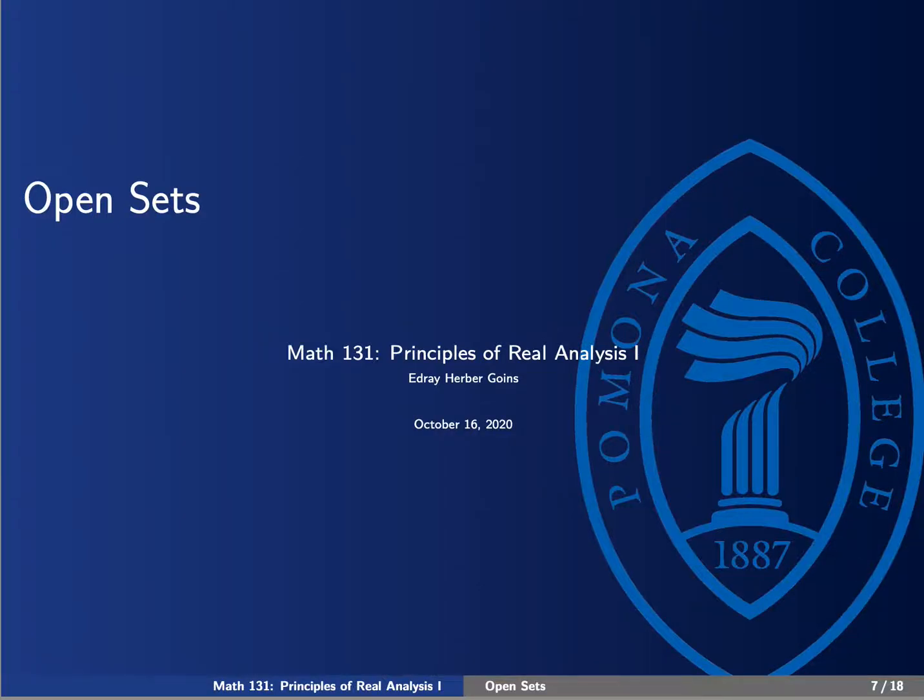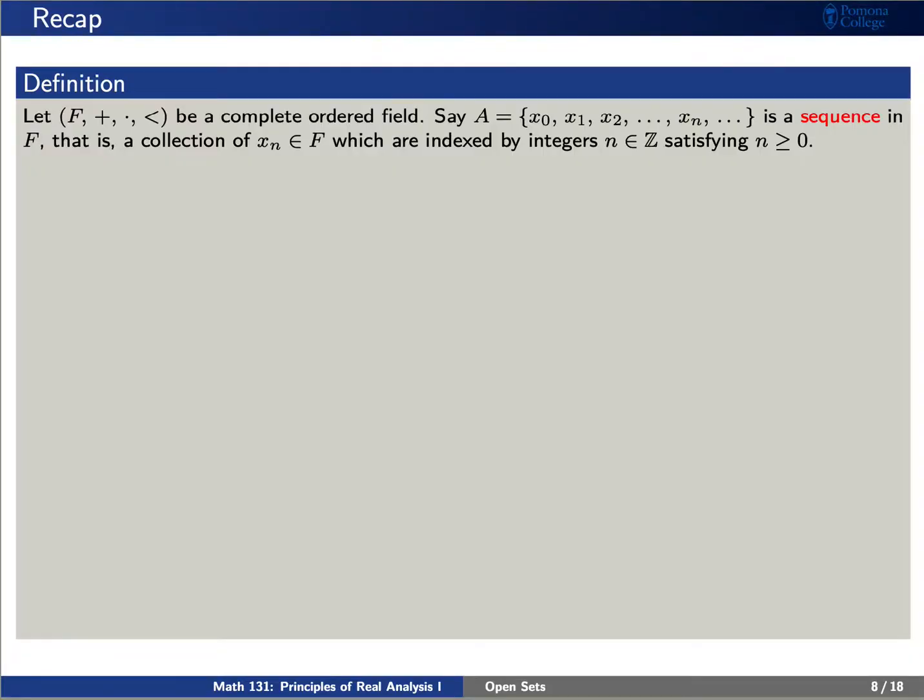Today we're going to talk about open sets. But first, let's review some ideas from our previous lessons. Let F be a complete ordered field, such as the real numbers. We'll say that a set, A, is a sequence if it's a collection of elements x sub n which are indexed by the integers n which are greater than or equal to 0.